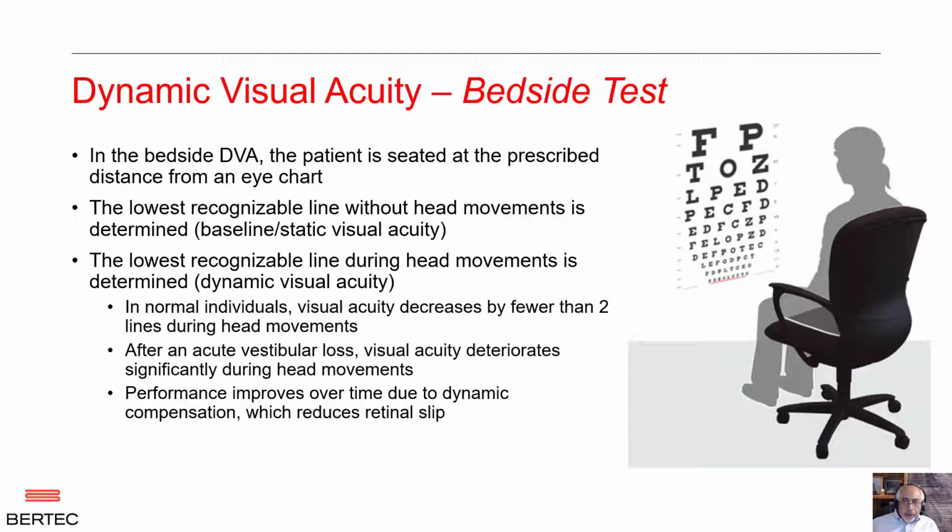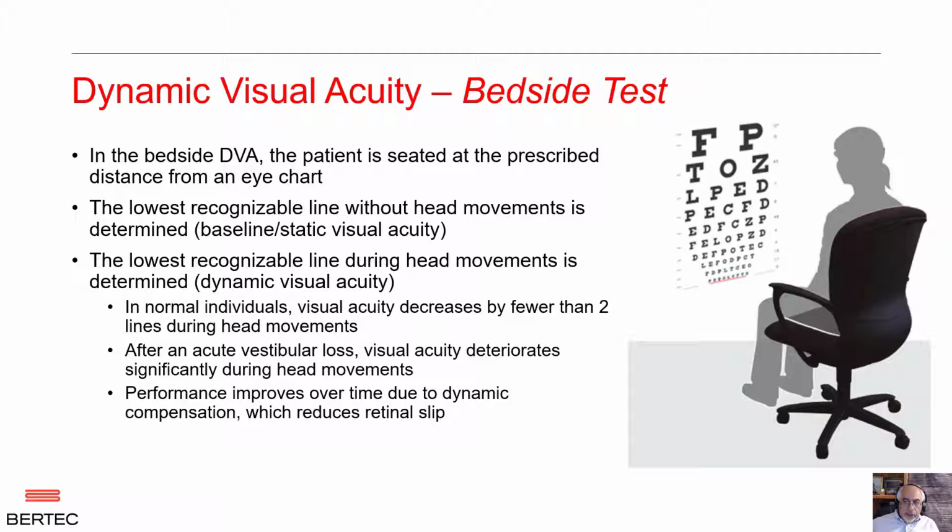This is sometimes called the static visual acuity, which is fine, but can confuse the patient because they expect this value to match what they get in the standard eye exam from their optometrist or ophthalmologist. It often does not, and that's why baseline visual acuity is probably a more appropriate terminology here. The next step is to ask the patient to read the lowest recognizable line during head movements. This determines the dynamic visual acuity.